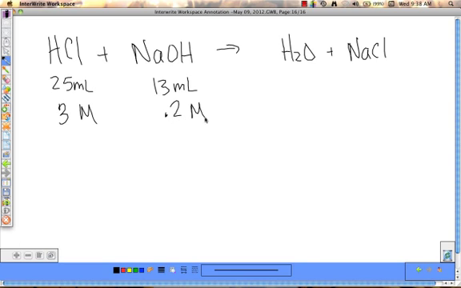I think we have extra acid, don't we? So we need to figure out what the pH is if we've added these 2 solutions together. The moles should be equal to each other if they're at the equivalence point, right? So how many moles do we have here? 3 equals x over 0.025. 0.075.